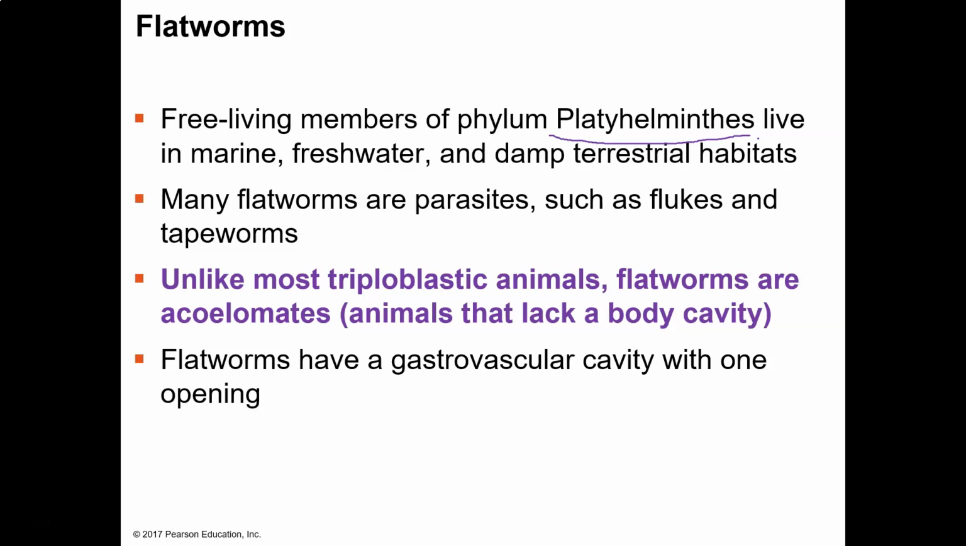Unlike most triploblasts, flatworms are acoelomates, and that's pretty important. Remember previously we talked about every time you see the letter A in front of a word, it means without. So this means it's without a true coelom. They don't have a body cavity because they're filled with mesoderm. And so flatworms have a gastrovascular cavity with only 1 opening, so they have a GVC.